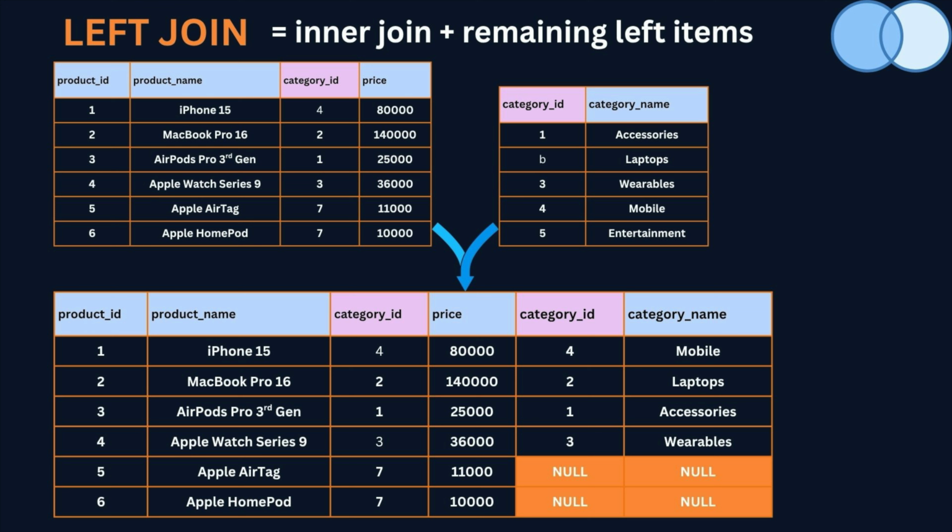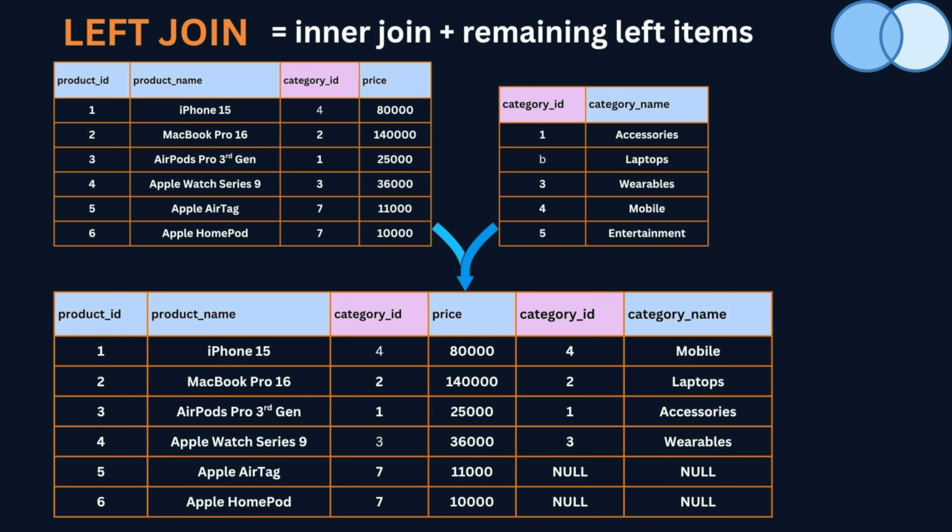So if you look at row 5, we have Apple AirTag, category ID 7 and price, and then the category ID in the categories table will be null and the category name also will be null because there is no entry for category ID 7 in the categories table. So this is going to be our result of a left join. The very important thing is it's a combination of an inner join plus all the remaining rows in the left table, whereas the columns from the right table will be marked as null for the left join result.